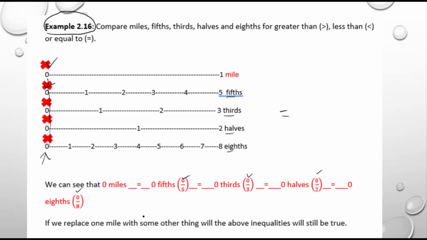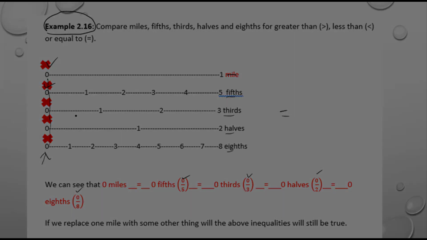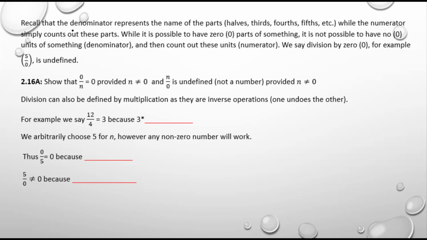Even if we replace 1 mile with something else, like feet or whatever, eggs, it's still the same. 0 is 0. So remember, the denominator, which we also call the unit, represents the name of the part, right? Halves, thirds, whatever. Well, the numerator simply counts out how many you have. It just counts out the parts. While it is possible to have 0 parts of something, it is not possible to have no units of something.